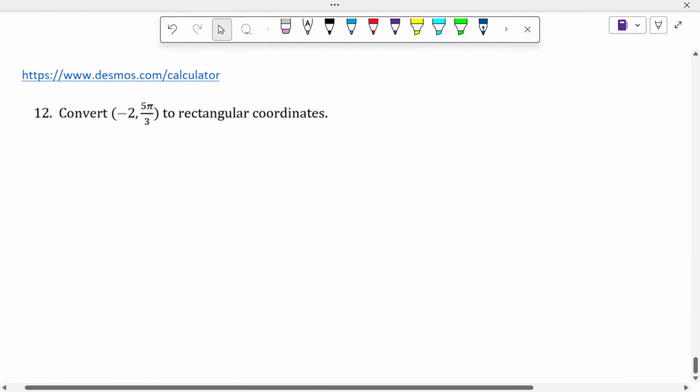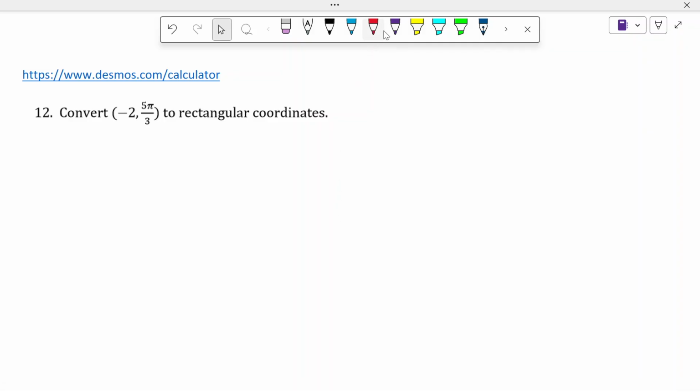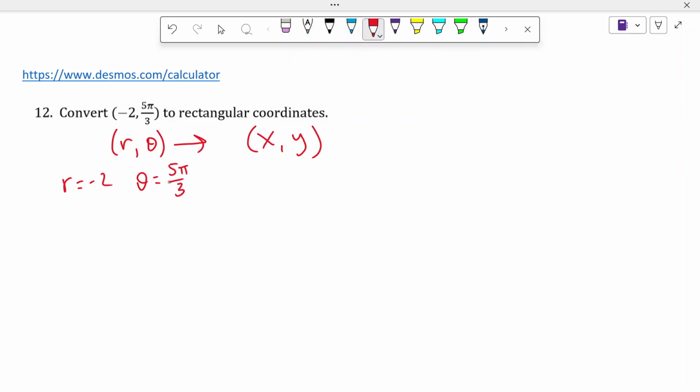Now this tells us to convert that point to a rectangular coordinate. Now they didn't tell us, but really what they should say is convert this polar coordinate into rectangular coordinates. So this must be the r and the theta, and we've got to convert it into an x and a y. So it looks like the radius is -2 and the angle is 5 pi over 3. That's just what they gave us.